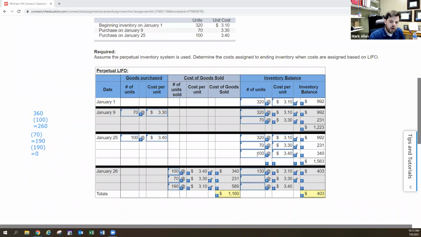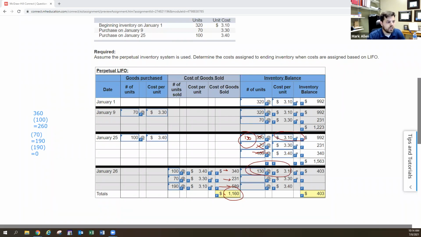So what I need to do then is just pull this information into my table. I sold all 100 of these, so there are none left. I sold all 70 of these, so there are none left. I sold 190 of these, so there are in fact 130 left. So, 100 times 340 is 340. 70 times 330 is 231. 190 times 310 is 589, which gives us 1160. And then of course, the only thing left was 130 at 310, so that simply drops in here.